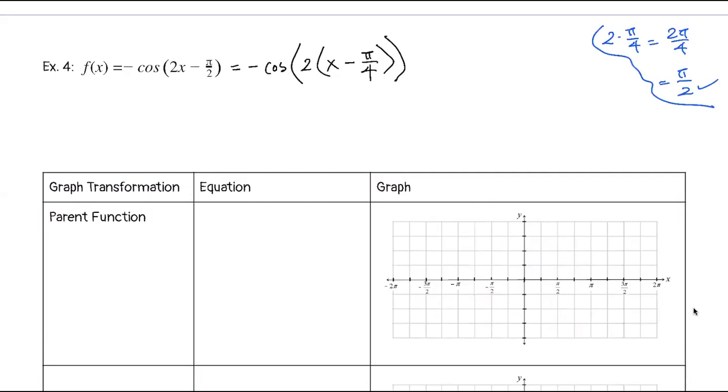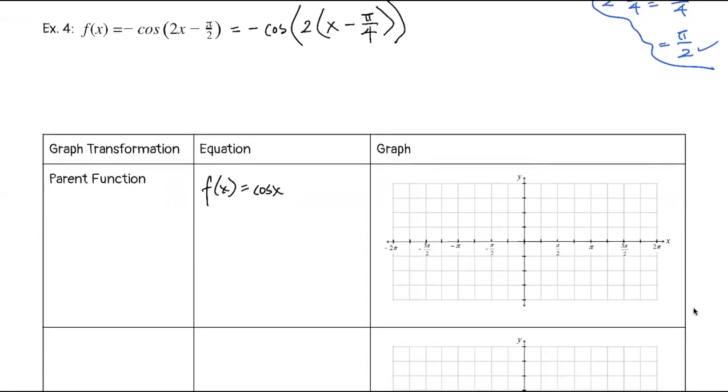All right, now if we think about our parent function, we're gonna start with cosine this time. And the first thing we're gonna do is we're going to shift everything to the right pi over 4, okay? Because we're working with the C value first.